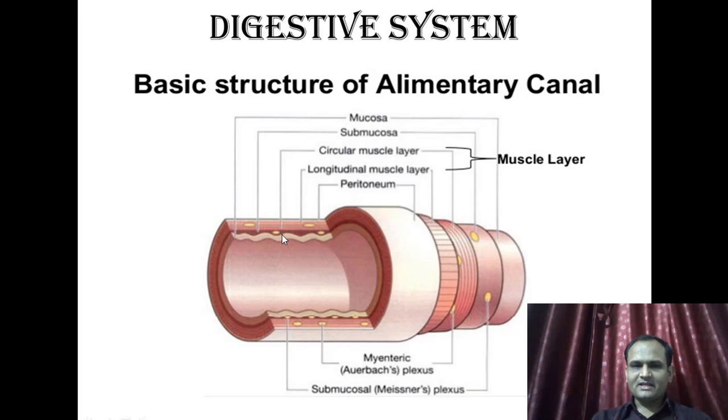After the mucosa there is a submucosa. After the submucosa there are circular smooth muscles. Above the circular muscles there are longitudinal muscles, and above the longitudinal muscles, the outermost layer is the peritoneum, also known as serosa, also known as adventitia.